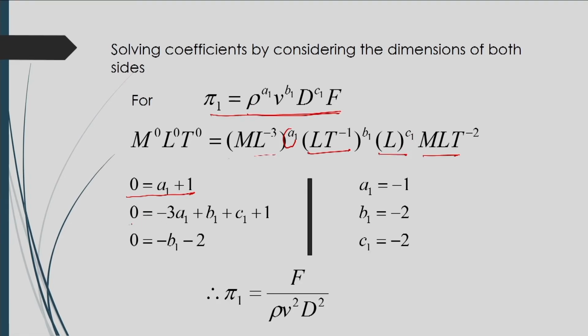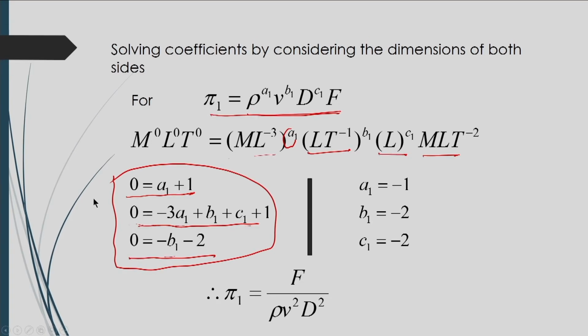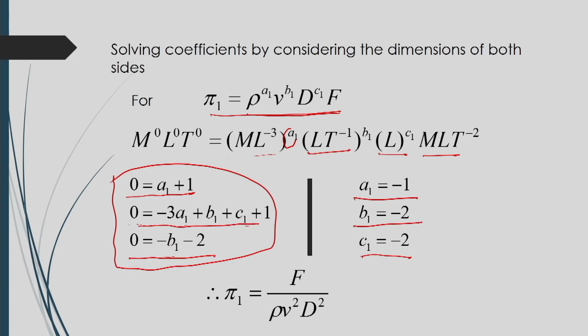Similarly, for L, if you consider that power on both sides, then 0 will be equal to minus 3 a1 plus b1 plus c1 plus 1. Similarly, for t, if you equalize the exponent of the left hand side and right hand side, then you can have this equation: minus b1 minus 2 will be equal to 0. Now, solve these 3 equations, you will see that a1 will be equal to minus 1, b1 will be equal to minus 2 and c1 will be equal to minus 2.